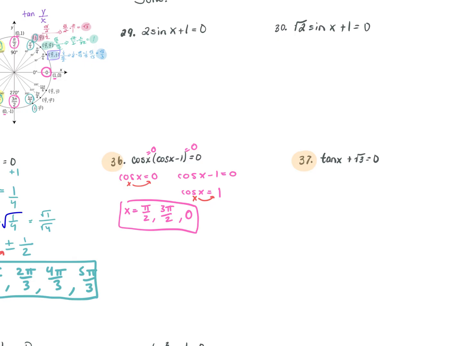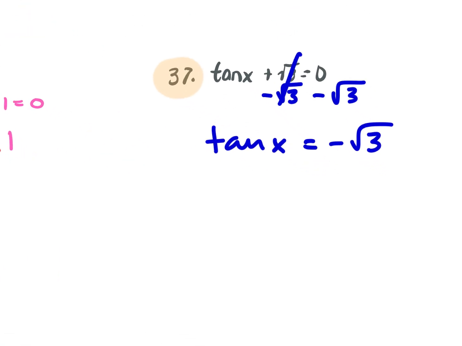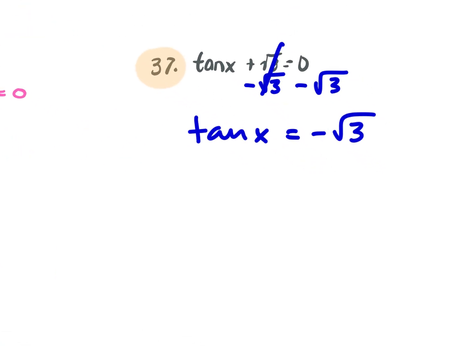37, we want to isolate our trig function. So I'm going to subtract square root 3 to move it to the other side. Since it's being added, we do the opposite. Now tangent, we look for what on the unit circle? Awesome, y over x. So we have to do a little bit more math here. I need to see where I have a y over x that equals negative square root 3.